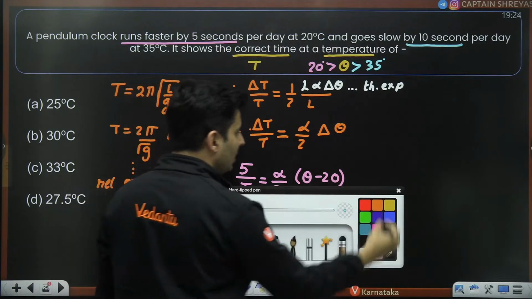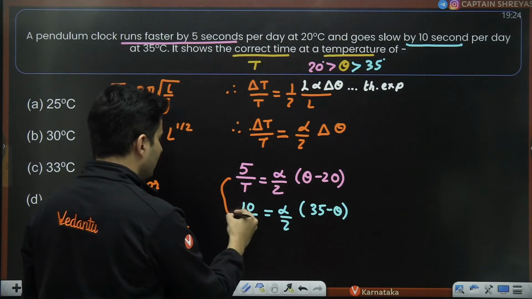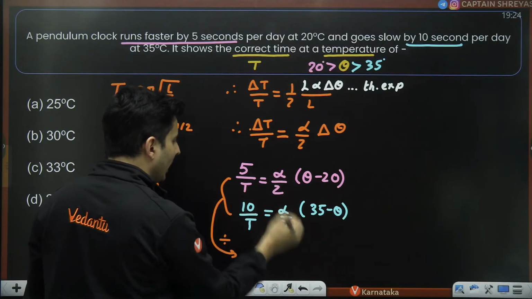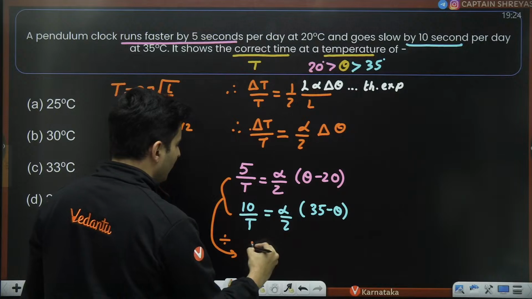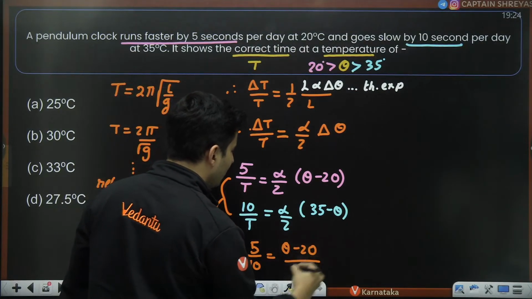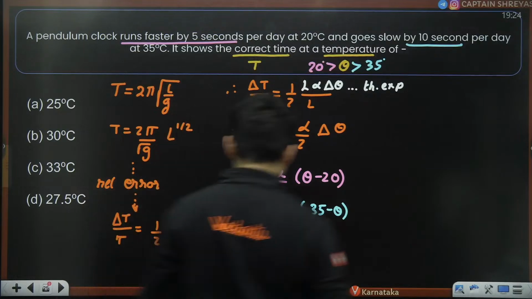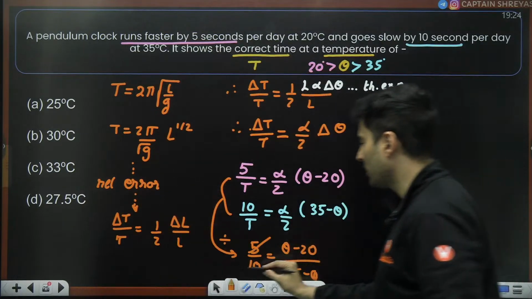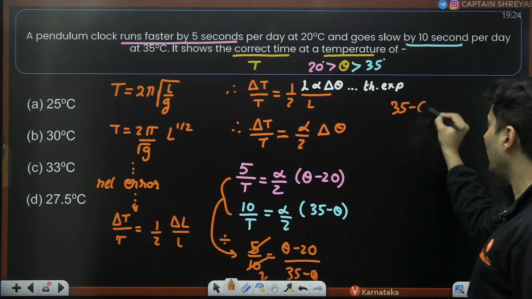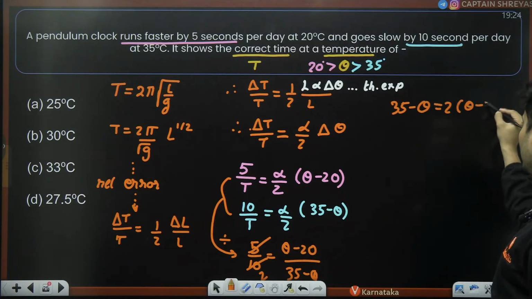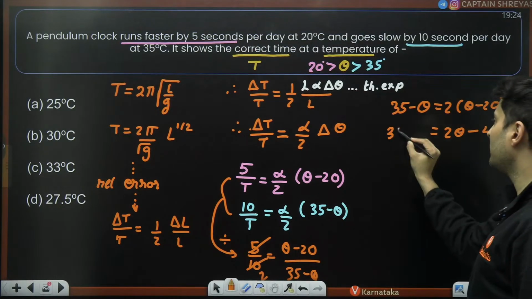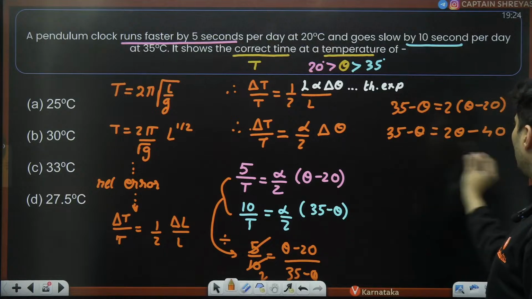Divide both of them, you will get the answer. Yes, take these two things and divide. T, 2, alpha, alpha cancels. So I'll be left with 5 by 10 is equal to theta minus 20 by 35 minus theta. Cross multiply, but before that 5 and 10 goes 2 times. So this will become 35 minus theta is 2 times of theta minus 20, which is 2 theta minus 40. That is 35 minus theta.